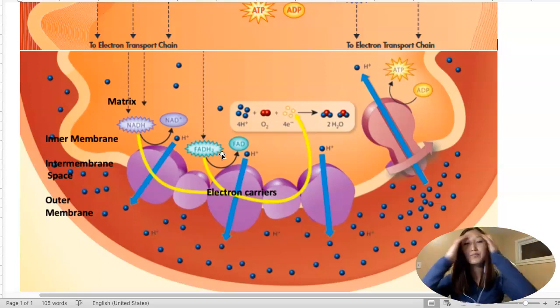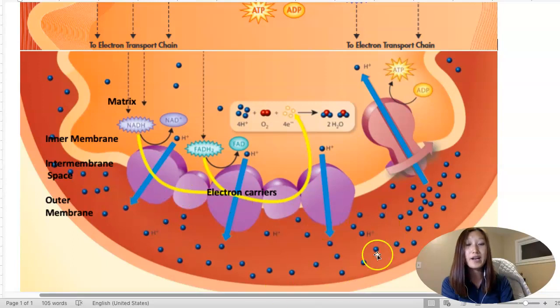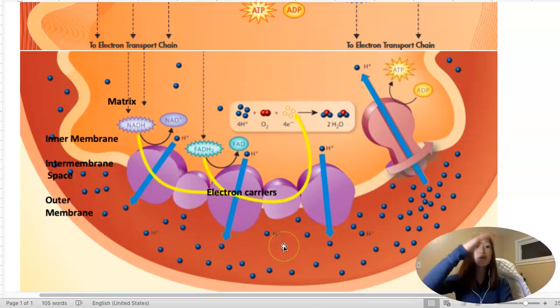So the idea is we take the energy of the electrons, and as these electrons are traveling from one carrier to the next, to the next, to the next, this electron energy will be released, and this releasing of energy allows the hydrogen ions, not molecules at all, hydrogen ions, to be transported from an area of low hydrogen concentration to an area of high hydrogen concentration. So we're going from low to high, which is normally an active transport process, right? We're going against the gradient, but this can still happen because the electron energy is allowing this to happen, right?